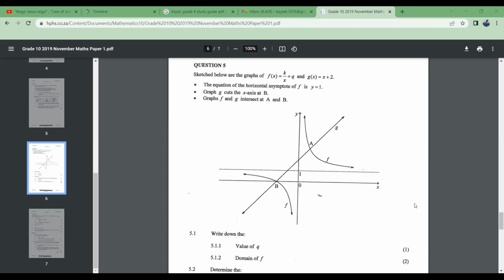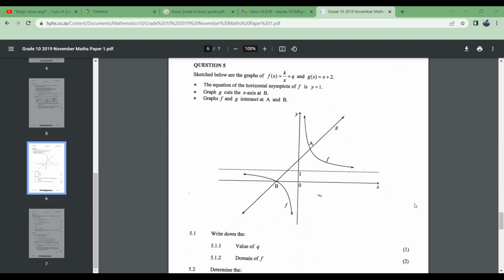But it has to pass through the asymptotes. That's what's very important. It has to pass through this coordinate here, which is the coordinate where the two asymptotes meet. In this case, your X is 0 and your Y is 1. That's your coordinate. It has to pass through both asymptotes, you see. So that's your coordinate there, 0 and 1.